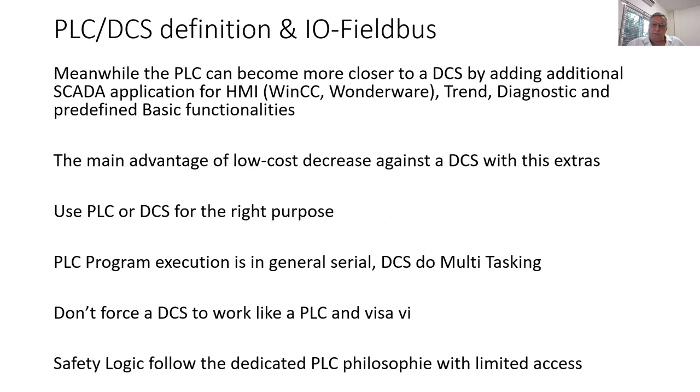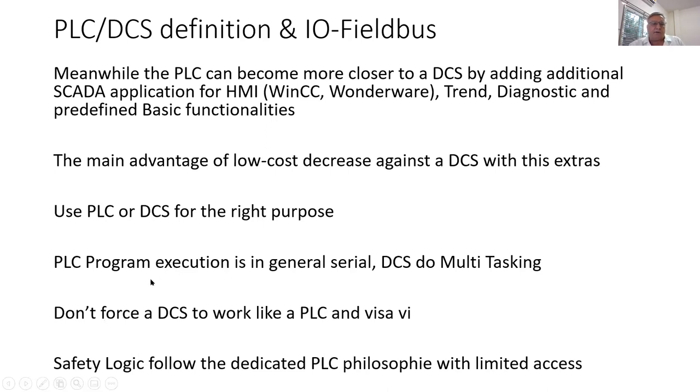So you have to think about what you want to do with your control. If you want to do only a small process or even a machine, even with some HMI, you should better go for a PLC. But if you have a bit bigger plant, then you should go for a DCS. In principle, you have a lot of advantages if you use a DCS.